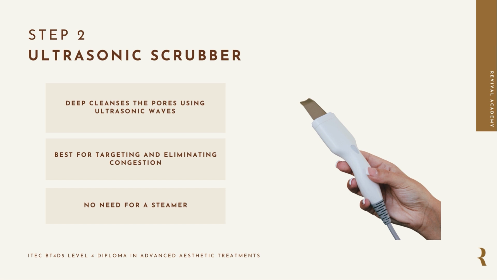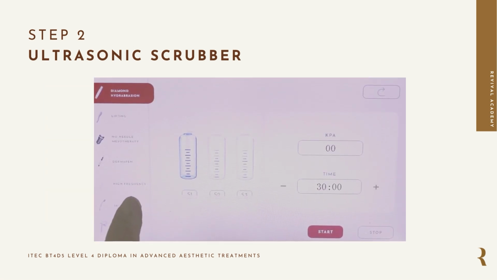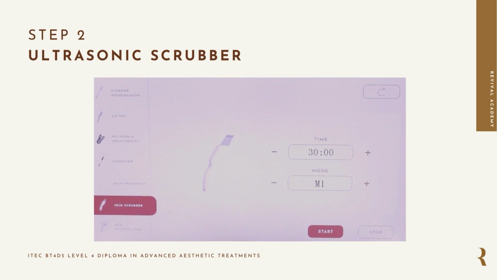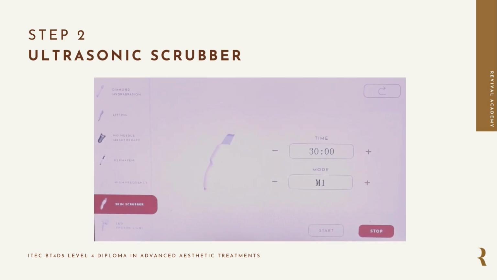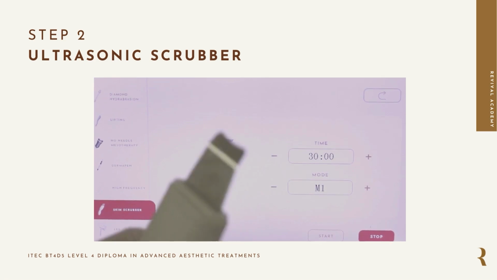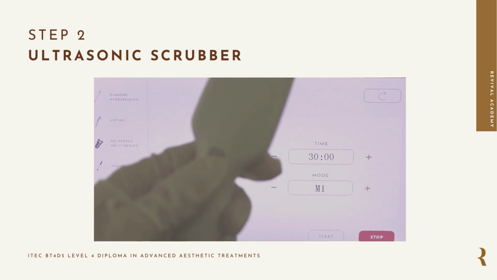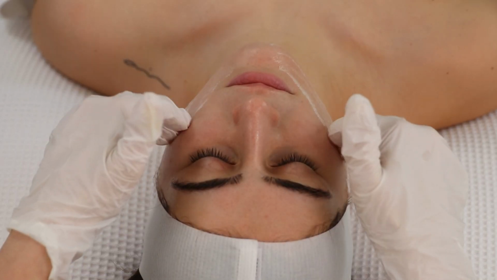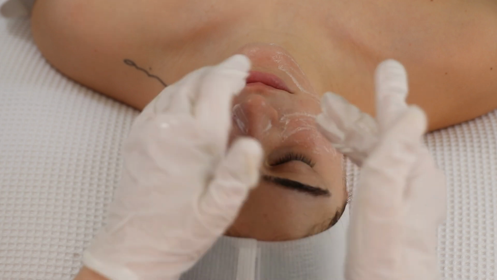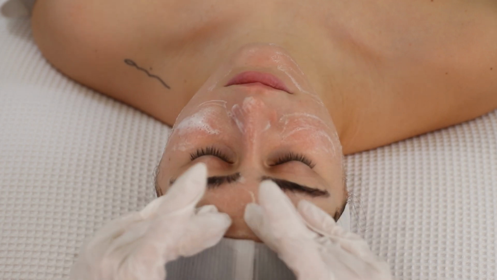After the initial cleanse, we are going to move on to the next step, which is using the ultrasonic scrubber to deep cleanse the pores. To use this probe, you are going to click on the skin scrubber from the menu. Make sure that the probe is on mode 1, which is the deep cleansing mode, and then press on start. To activate the probe, you would need to press on the little grey button on the probe itself, and then it's ready to use.